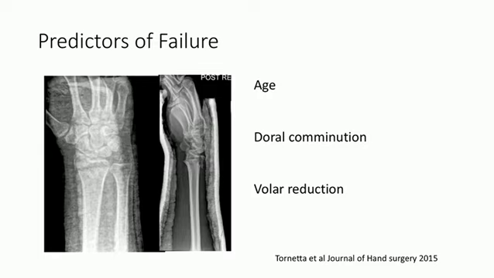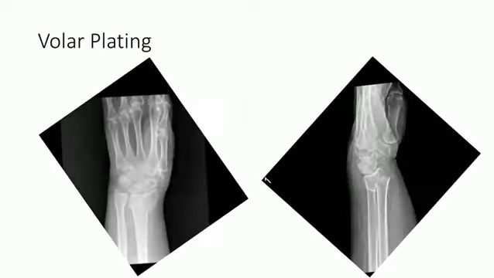So when you go down to the ED and you reduce this, if you look at your post-reduction films and the volar cortex isn't pretty much anatomic and lined back up, there's a good chance that that's going to fail. And that's important because that's part of the conversation you get to have with your patients.